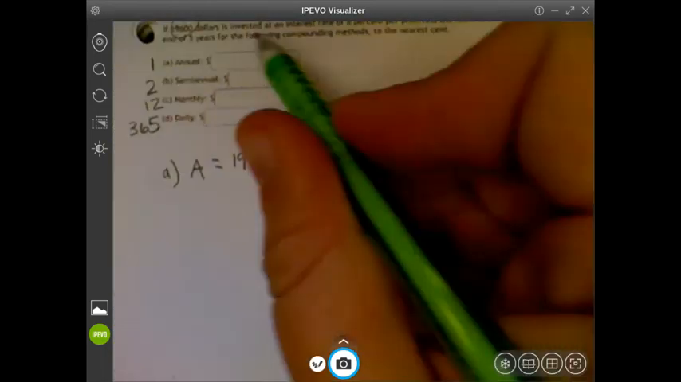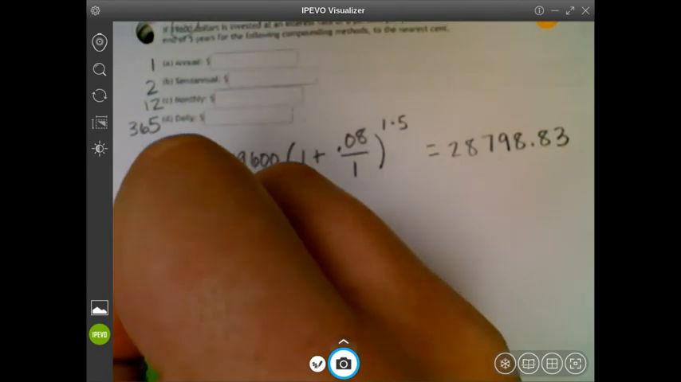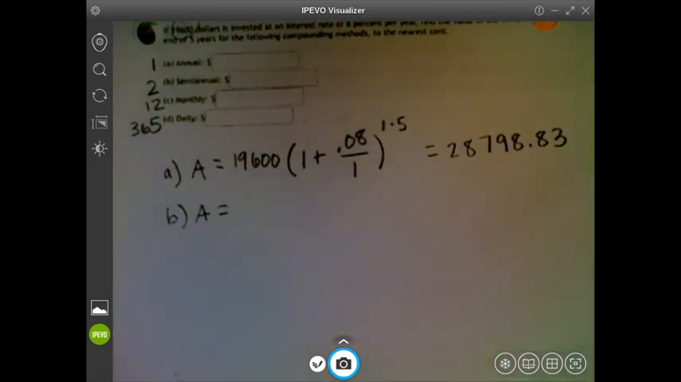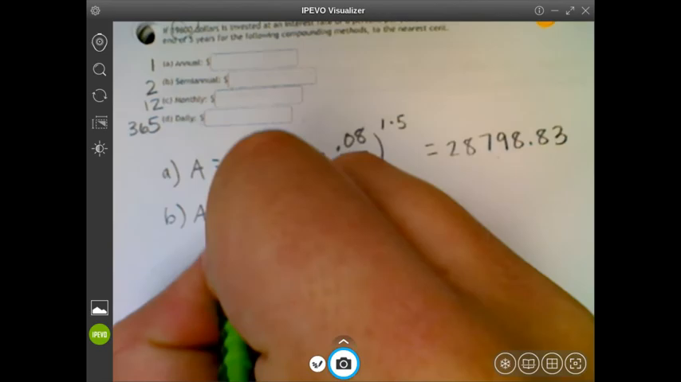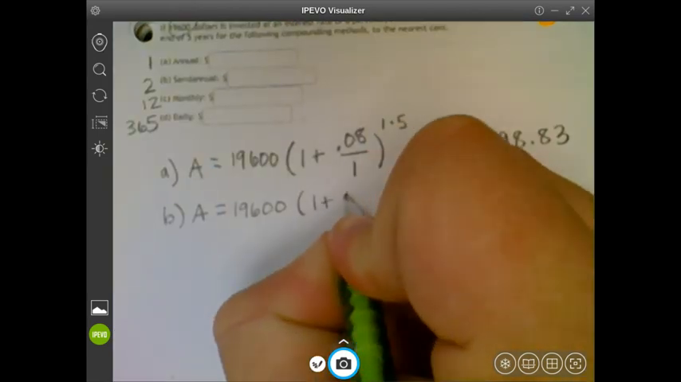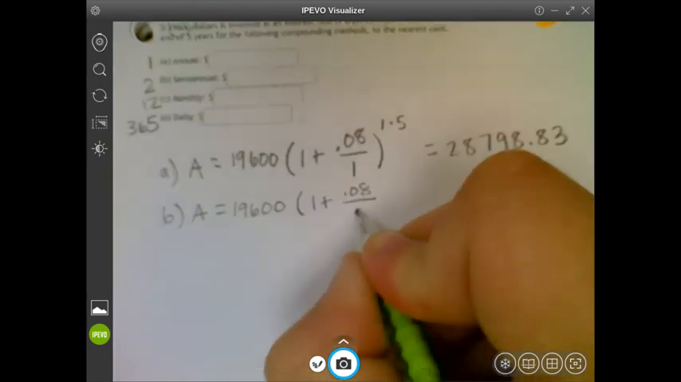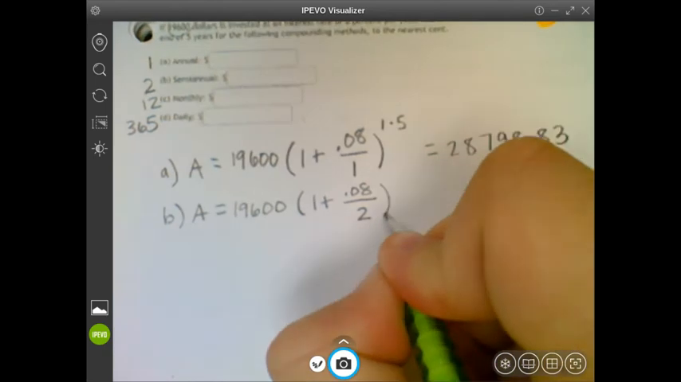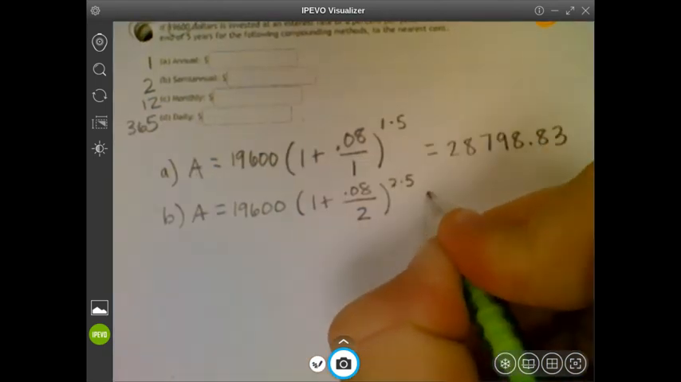All right, so that would be your answer for part A. Part B is the same situation, but this time they're going to compound it twice, semi-annually, twice a year. So it's the same starting amount, still 1 plus 0.08 over, and this time it's over 2, because instead of compounding once, it compounds twice, and then to the power of 2 times 5, so that'll be the power of 10, and we'll say what that equals.